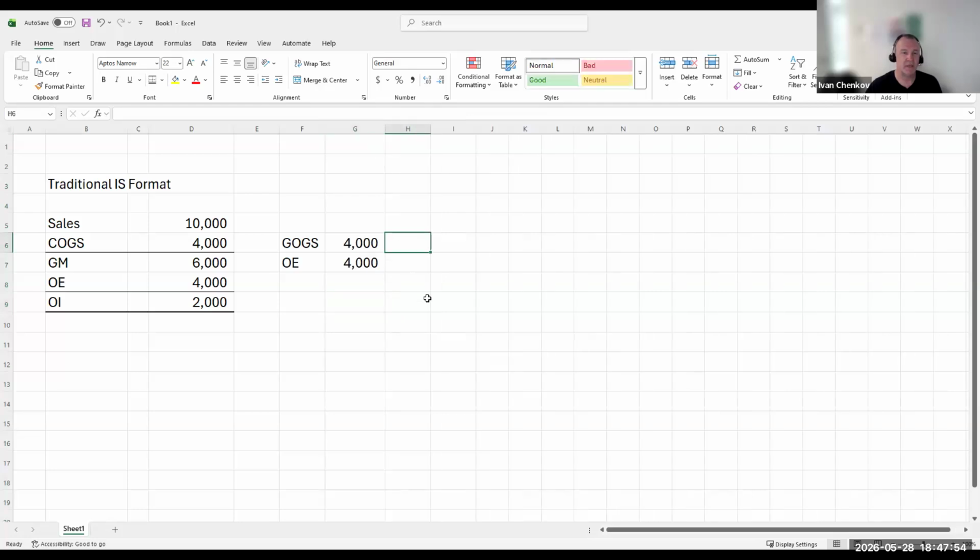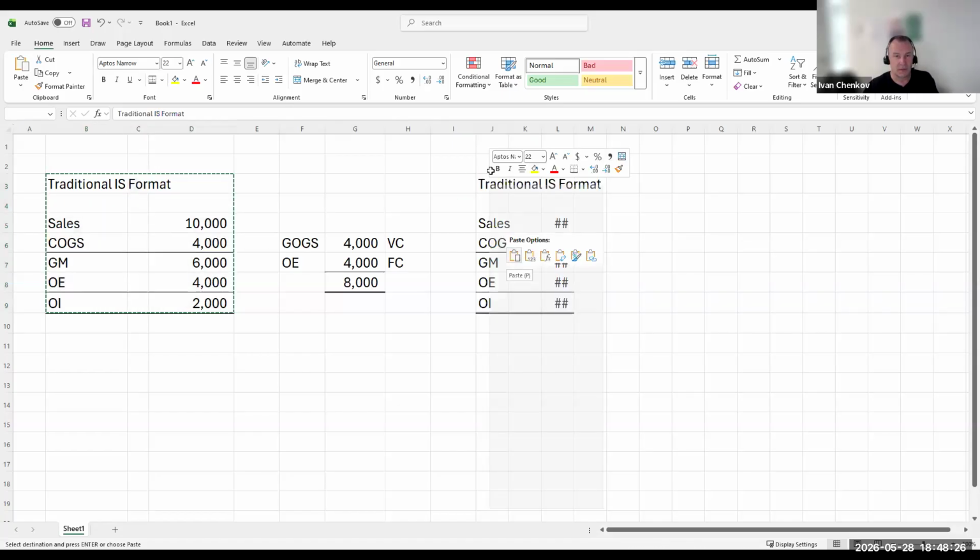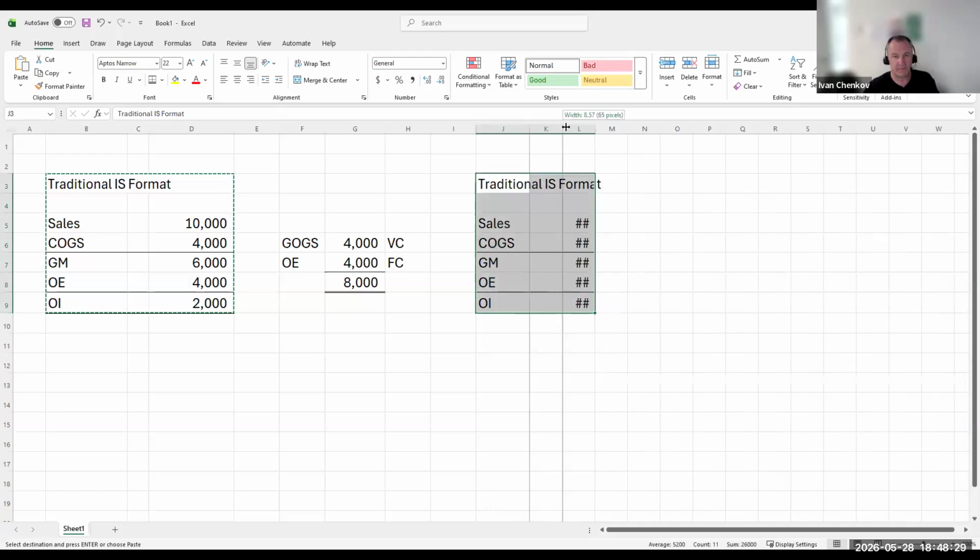Based on the behavior, they can behave either as a variable cost or as a fixed cost. Then exactly the same costs we're going to allocate. Again, the total is only $8,000. Based on that behavior, we're going to create a new format of income statement, which is not going to be traditional anymore. That's traditional when we have cost of goods sold. The new one we're going to call the contribution format income statement.